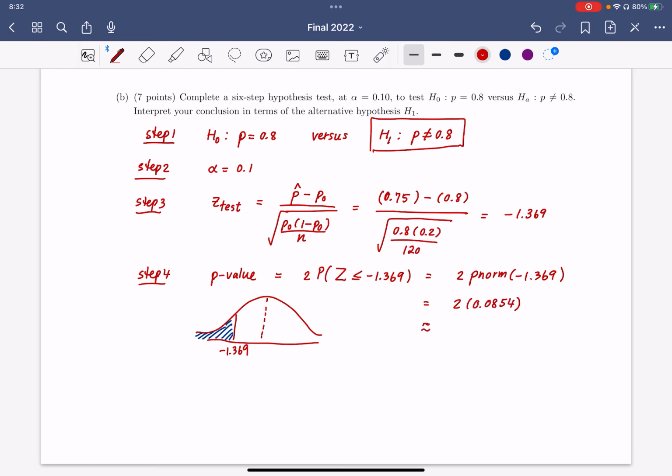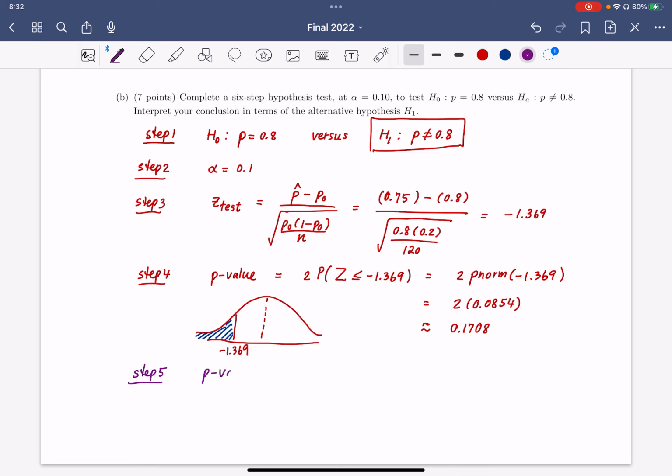All right, and the p-value is about 0.17, right? So let me use a calculator one more time. So 2 times 0.0854, so 0.1708. All right, so this is our p-value. And then step number 5, so now we can make a conclusion.